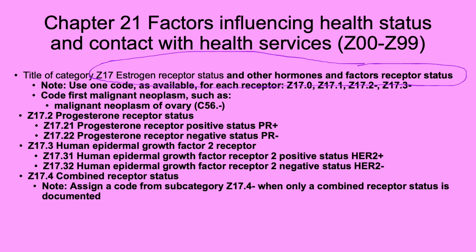So there's Z17.2 progesterone receptor status, and then you have a 21 and 22. You have Z17.3 human epidermal growth factor 2. And you have a 31 and 32, and Z17.4 combined receptor status. And then it says, note, assign a code from subcategory Z17.4 when only a combined receptor status is documented. So if that's all you know. So it's very interesting as they learn more about these estrogen receptors, they're going to make these more and more specific.